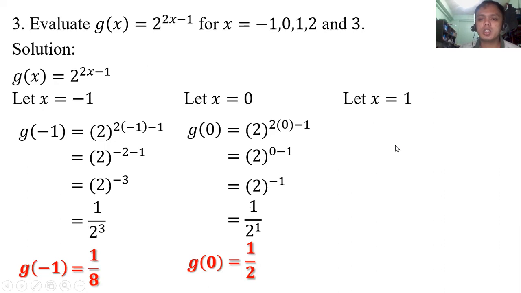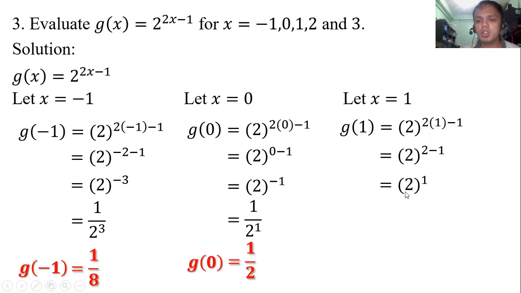Okay? Next, if your x naman is 1, now substitute your x to 1. So we have 2 times 1, that is 2. 2 minus 1, that is 1. Then 2 raised to 1 is 2.